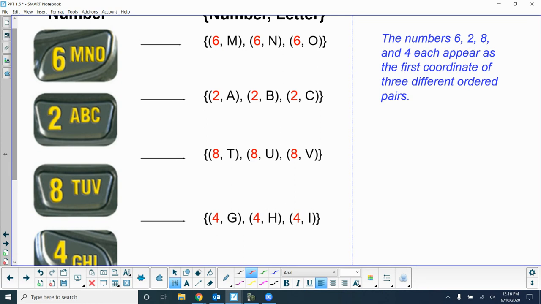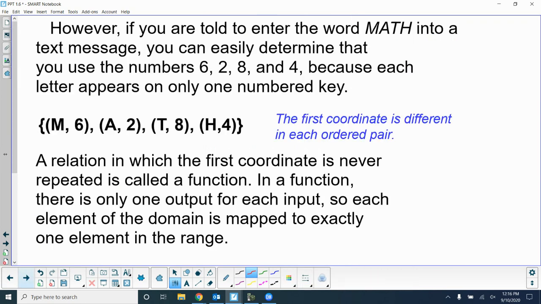All right? So this 6 could be either M, N, or O, and the 2 could be A, B, or C, and the 8 could be T, U, or V, and the 4 could be G, H, or I. So since this is an Algebra 2 class, what word do you think they're texting? Math, yeah. Okay? So if you were told to enter the word math into a text message, you can easily determine that you would hit those 6, 2, 8, and 4 numbers. Okay?